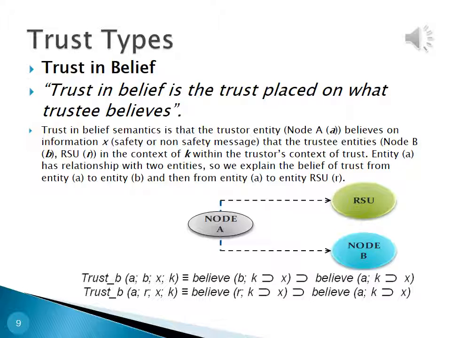Trust types. Trust in belief. Trust in belief is the trust placed on what the trustee believes. Trust in belief semantics is that the truster entity, node A, believes information X, a safety or non-safety message, that the trustee entities, node B, RSU, are, in the context of K within the truster's context of trust. Entity A has a relationship with two entities, so we explain the belief of trust from entity A to entity B, and then from entity A to entity RSU, R.